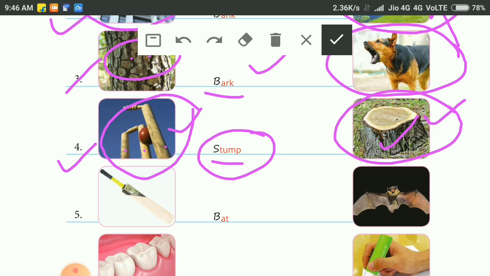Now picture number 5. This is a bat. You all know about it. And this is also a bat, a creature. Now the last picture.